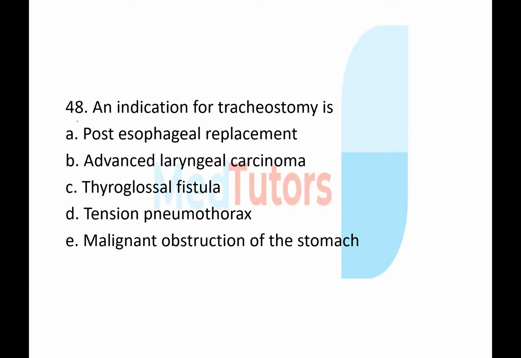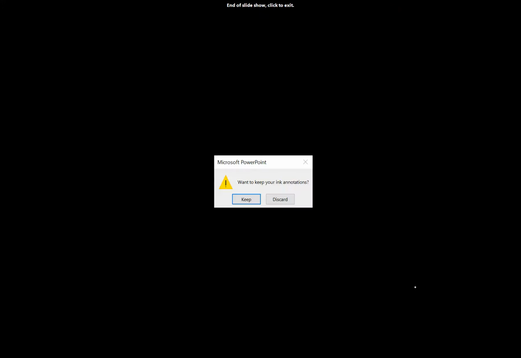An indication for tracheostomy is A, post-esophageal replacement, false. Advanced laryngeal tumor, of course, when they have laryngeal tumor, they cannot breathe. You just bypass that obstruction. Pharyngeal fistula is even above the trachea, false. Tension pneumothorax, no. It's just a tube, you pass here. Malignant obstruction of the stomach, false. So I think that is the last question.